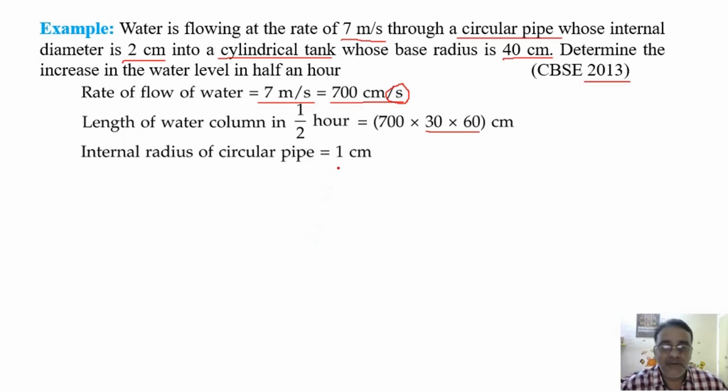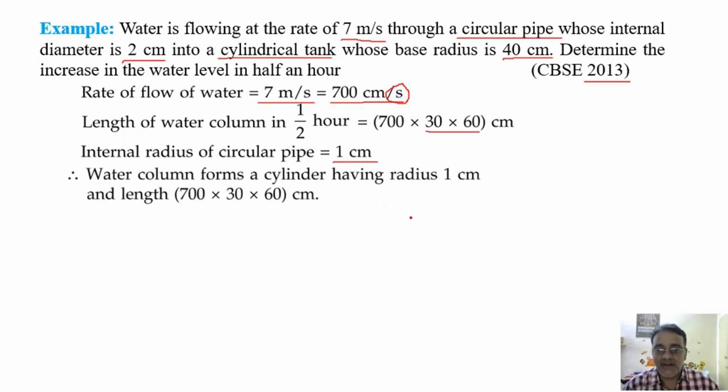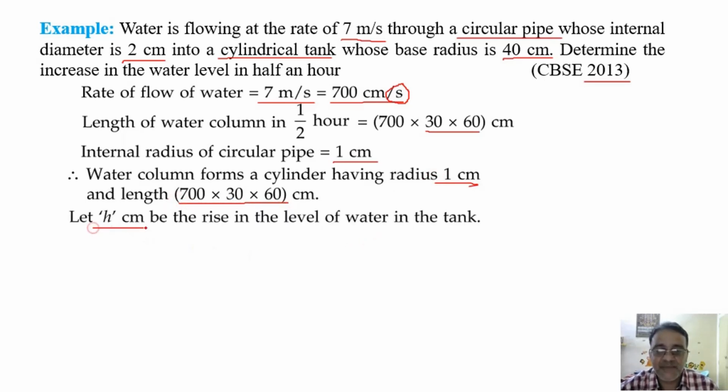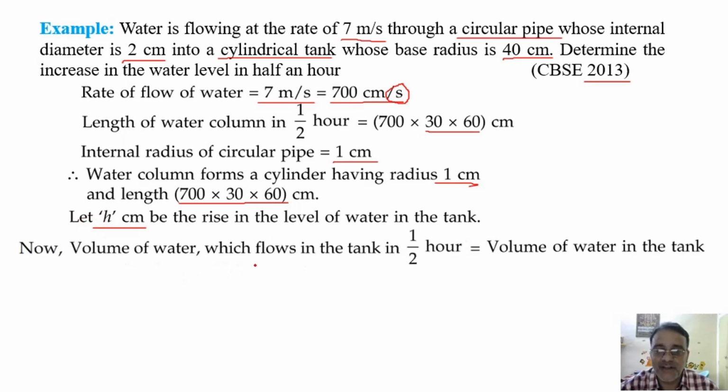The diameter of the circular pipe is given as 2, so the radius will be 1 centimeter. Again here the water column forms a cylinder having radius 1 centimeter, and the length is 700 into 30 into 60. Let H be the rise in the level of water in the tank. So the volume of water which flows into the tank in half an hour will be equal to the volume of water in the tank. So pi r square H is equal to pi capital R square capital H.